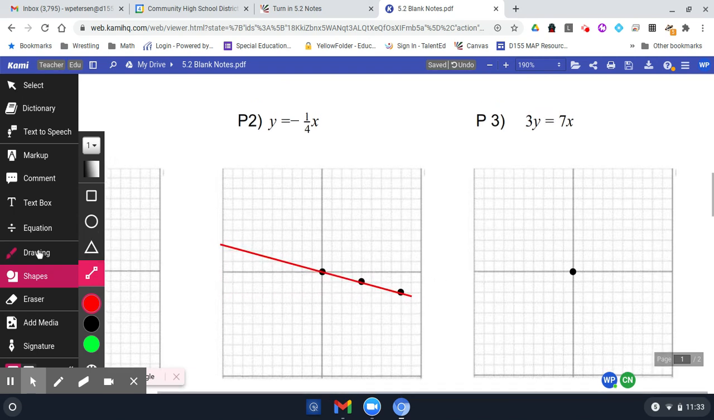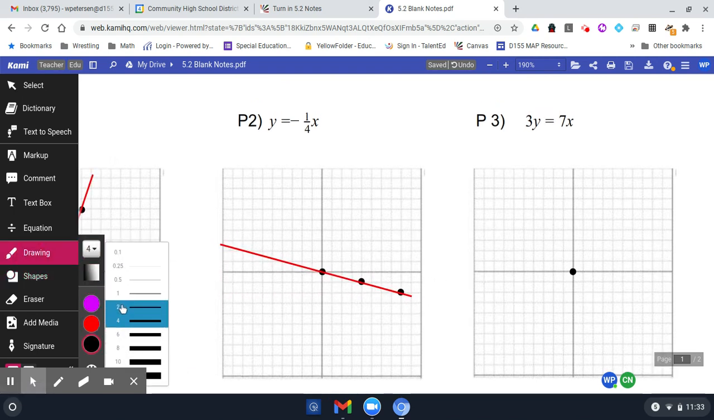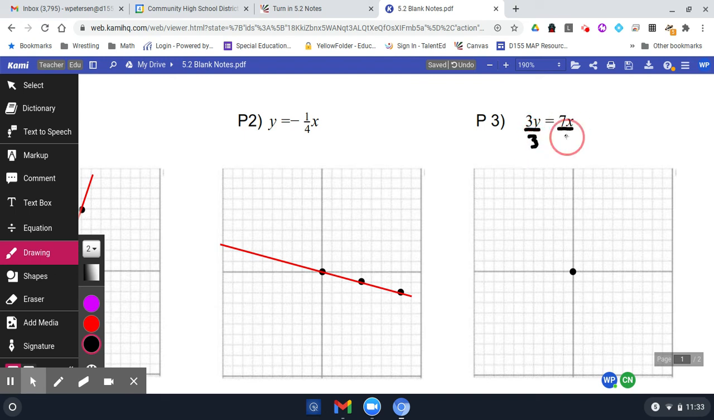Okay. Now the last one's a little trickier because y is not by itself. So we have to separate these two by dividing both sides by 3. And that's how we get y by itself. These 3's will cancel out, which will give us y. And then we want to keep that as a fraction because fractions are good during this unit because it's rise over run. So we're going to have 7 over 3 x.